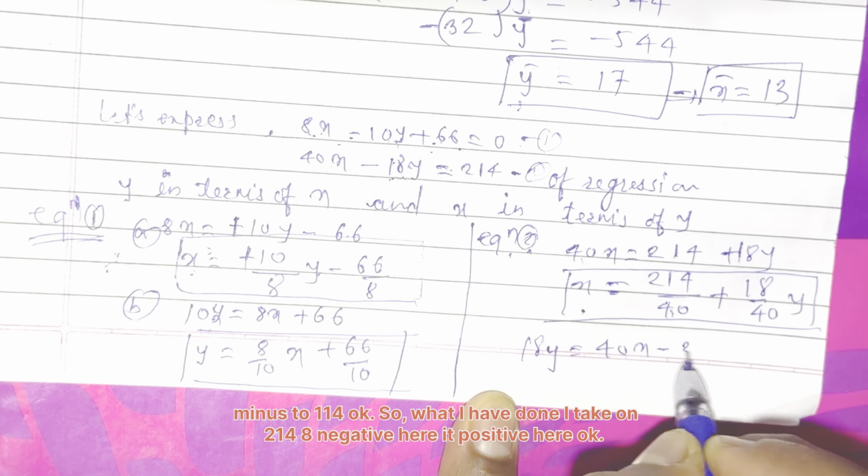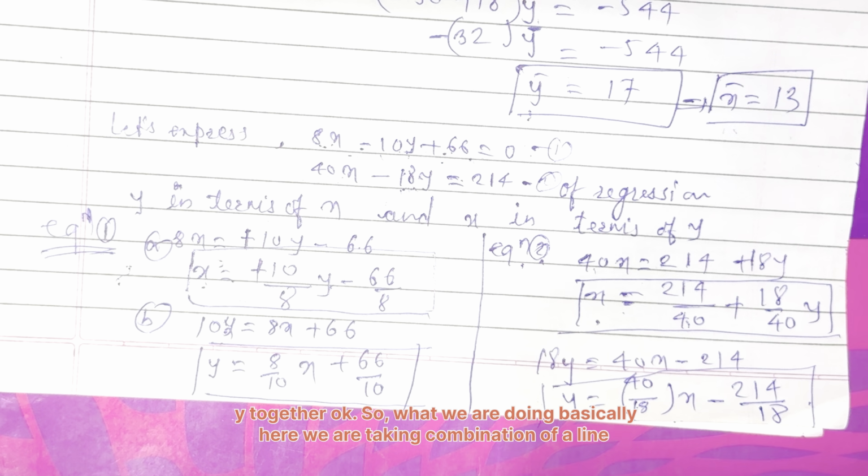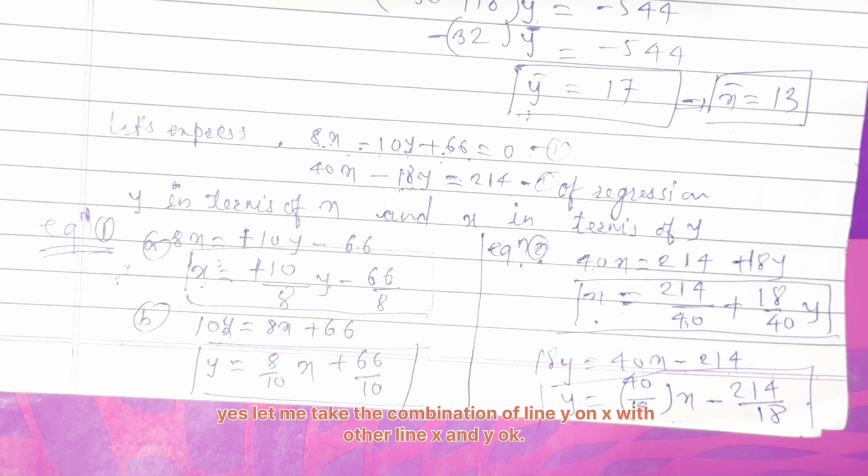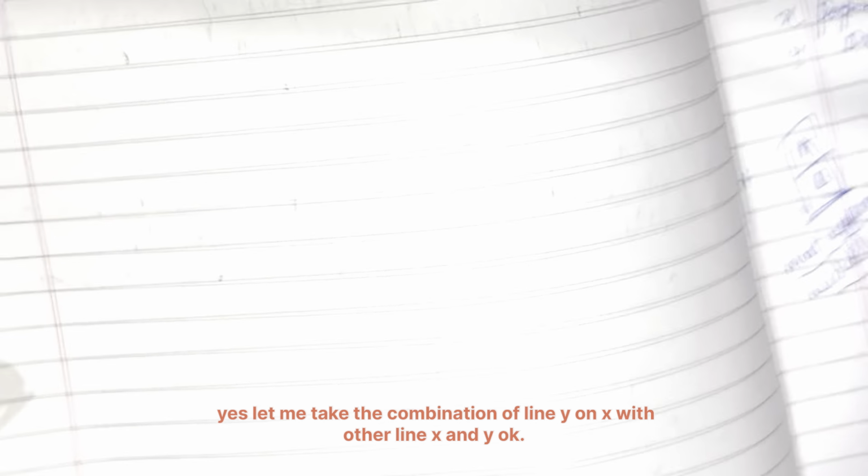Now we take the combination of a line y on x with the other line x on y. What we do is take the combination of a line y on x with the other line x on y. Let's bring x and y together. Basically we are taking the combination of a line y on x with the other line x on y.